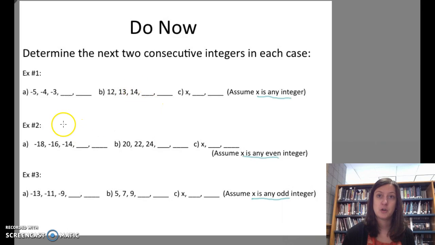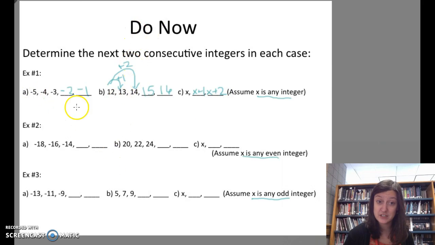Okay, hopefully you paused. So this is going to be -2 and -1. This would be 15 and 16. And each and every time, this is increasing by 1. So this is going to be x plus 1. This one, if we started here and we went here, that would be plus 2. So x plus 2.